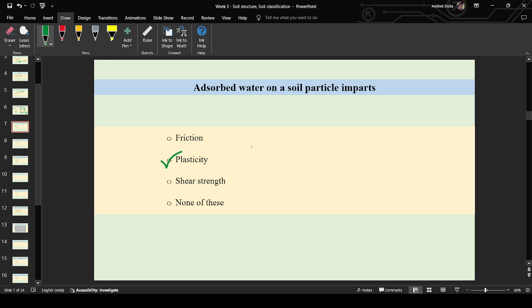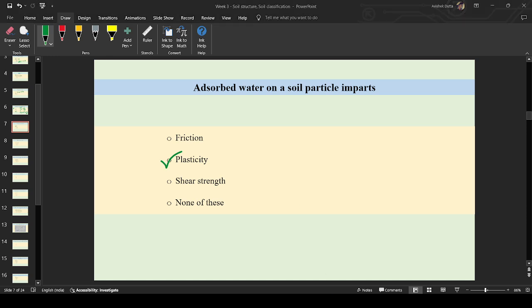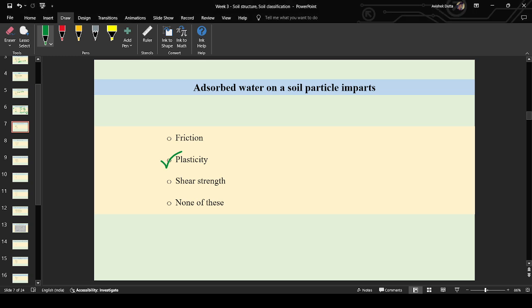What is adsorbed water? Water present on the surface. Water attached to the surface. Yes, water attached. Is it drained water by gravity? No, not drained water. Adsorption and absorption are two different properties.